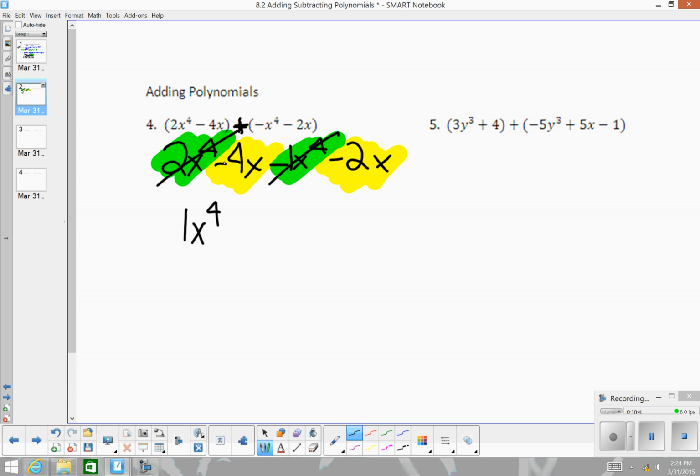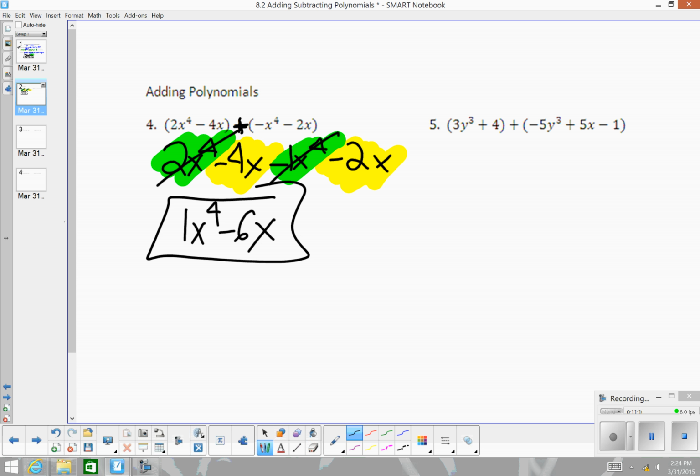Now, if I have negative 4x minus 2x, I know it's going to be something x. So if I lost 4, lost 2 more, so negative 4 minus 2 is negative 6, okay? So that would be my simplified expression. Okay, that's all I want.